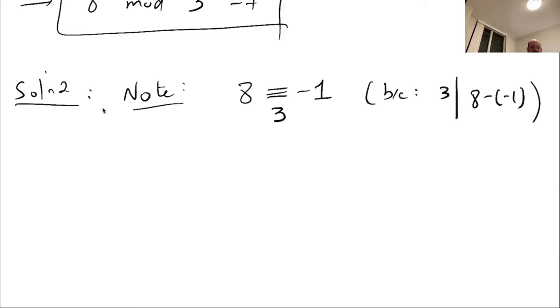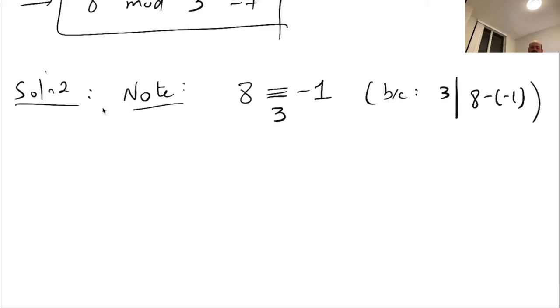Well, you could tell me that -1 is not considered a remainder, because the remainder has to be always non-negative. Remember, we said r is bigger than or equal to 0 and less than m. Well, that's true, but I did not say that -1 is the remainder. I'm just saying that 8 is congruent to -1. The remainder of 8 divided by 3, of course, is 2, not -1. So instead of 2, I use -1.